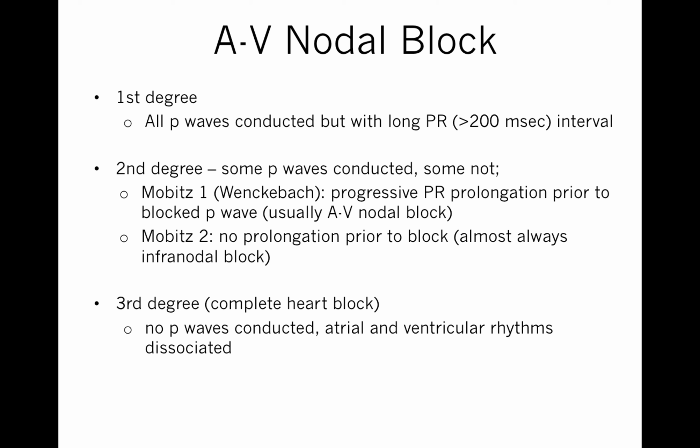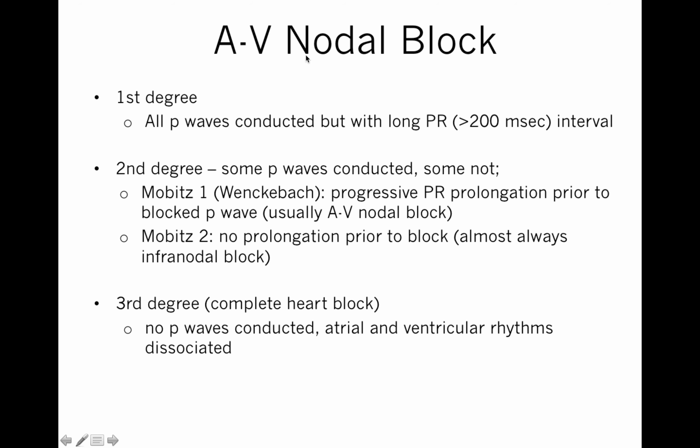So this is the definition. In first degree AV block, all the P waves are still conducted, but the PR interval is prolonged, more than 200 milliseconds, so more than one large square on the ECG paper. In second degree AV block, some P waves are conducted and some are not. In Mobitz I, there is progressive PR prolongation prior to the blocked P wave. In Mobitz II, there is no prolongation of the PR interval prior to the blocked P wave. And I will show examples in a minute. Third degree AV block, none of the P waves conduct.